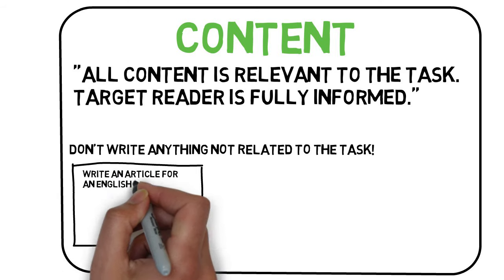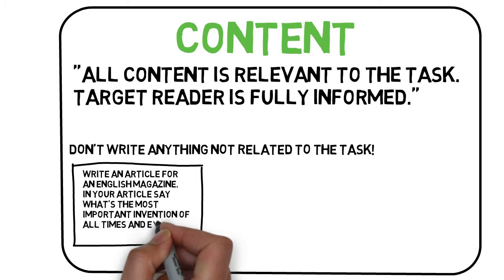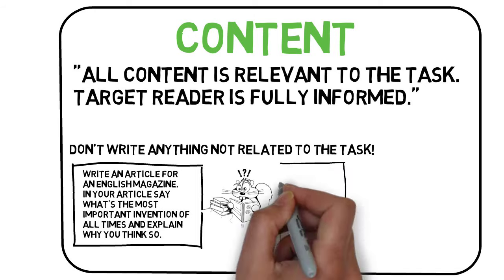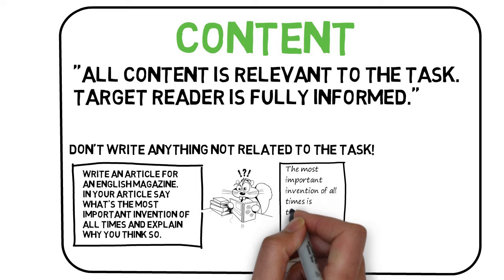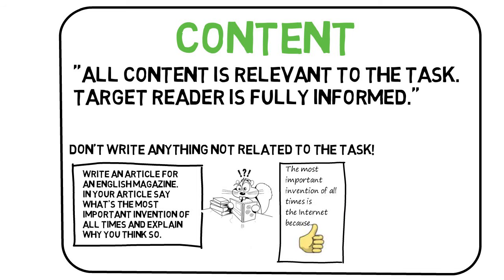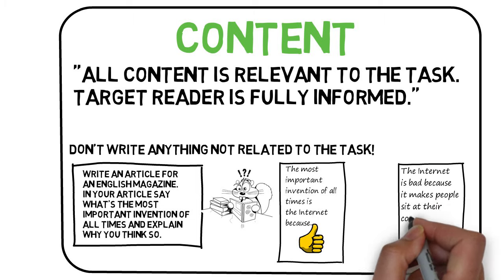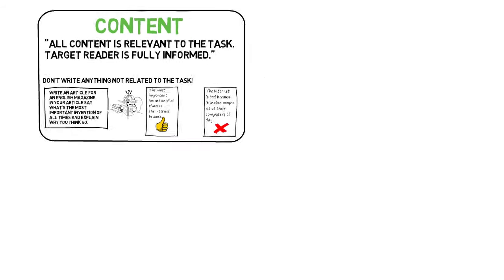So for example, if you're asked to write an article for an English magazine on the topic of the most important invention of all times and why you think it's important, the target reader will be a person who reads the magazine. If you name an invention and write a proper explanation of its importance, there's a high chance that you'll easily score 5 points. However, if your text also contains information about a negative impact of your invention on our society, you may well lose points for this, since the information is not relevant to the task.